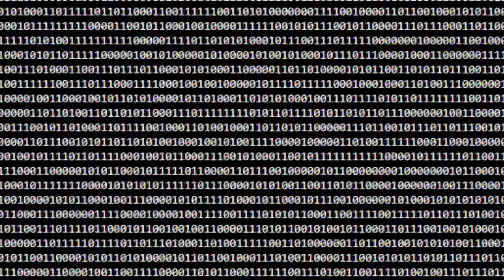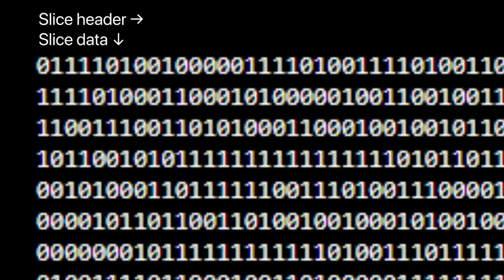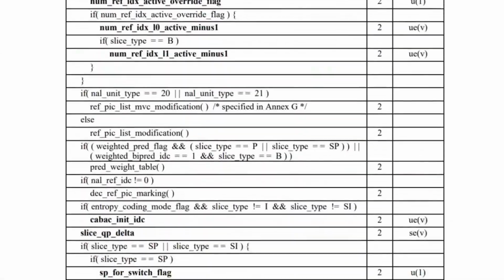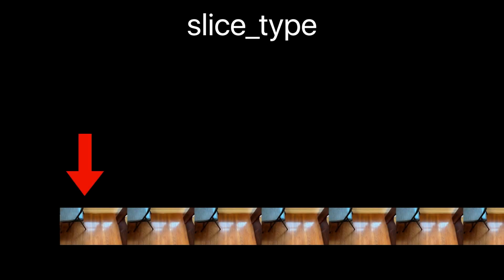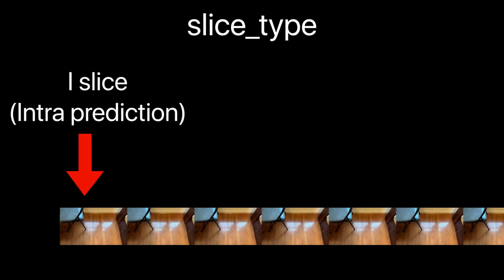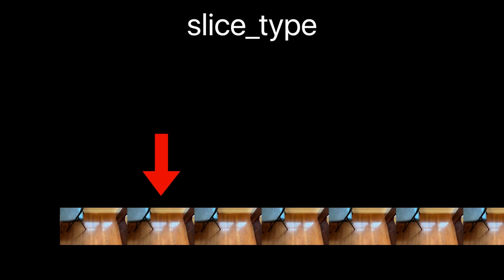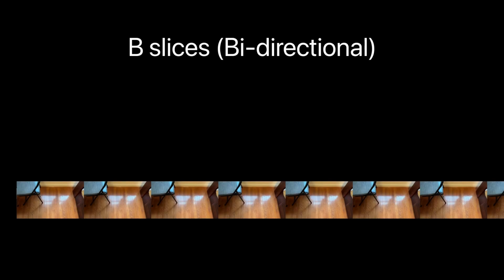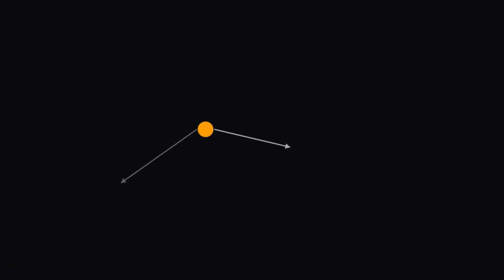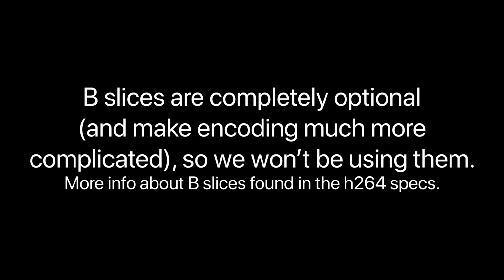But wait! We still need a header so we can identify the slice. We'll put this before all of our macro blocks. Before we get into the details, let's figure out the different slice types we'll use. Firstly, the slice we just encoded will be called an I slice, which uses Intra Prediction. Then there's the P slice, which tries to predict stuff based on earlier slices, making it more efficient. B slices are a bit trickier since they predict both forward and backward, looking at slices before and after to get the best guess. B slices are completely optional, so we won't be using them.